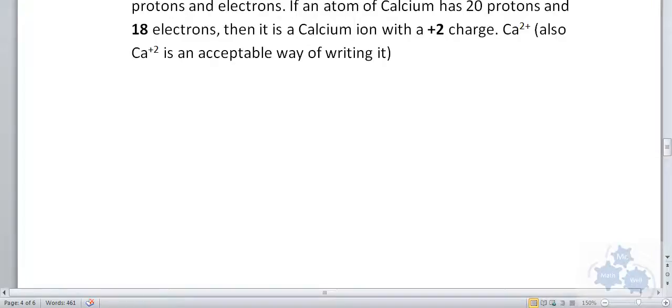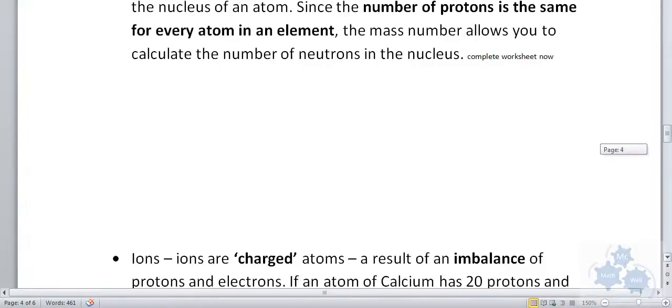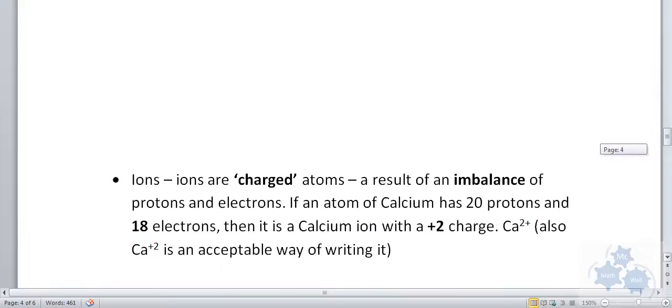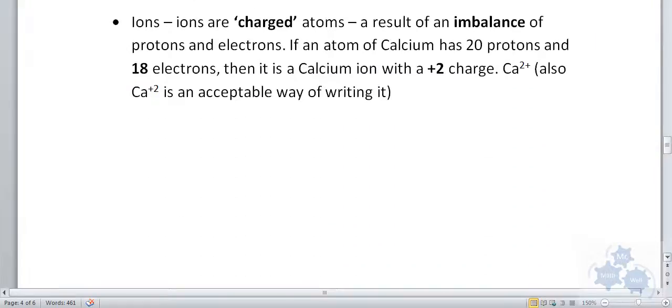All right, so as we continue on the notes here for Chem 30, as you guys worked on your worksheet there for basic atomic structure, let's keep talking about ions, and you can fill in the sheets that you have there. So ions are charged atoms as a result of an imbalance of protons and electrons. We talked about this last class.